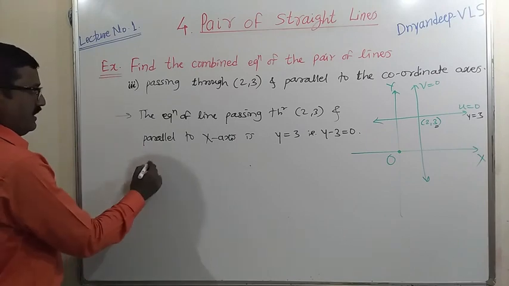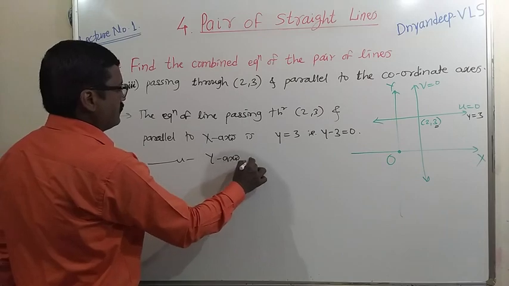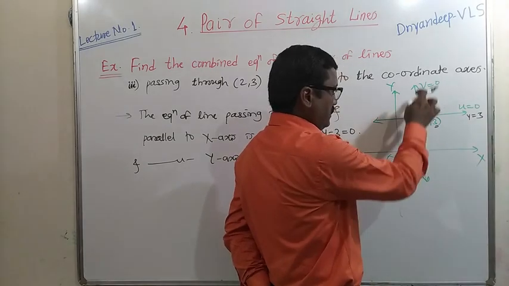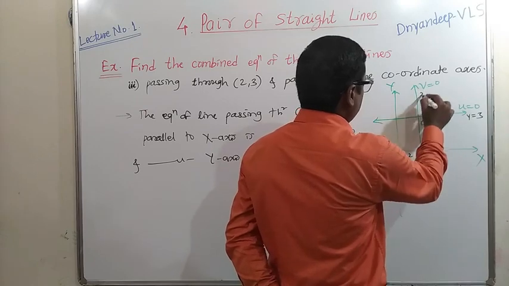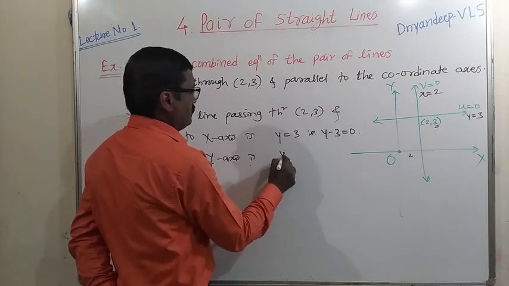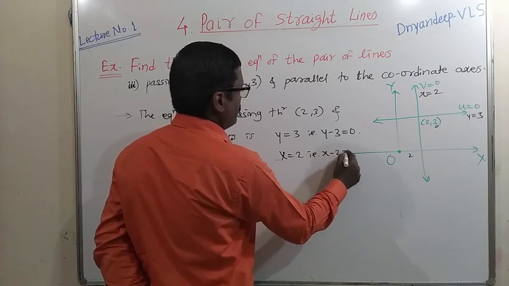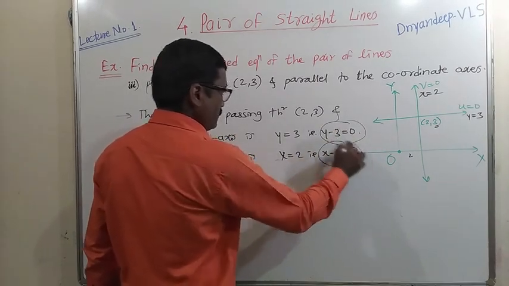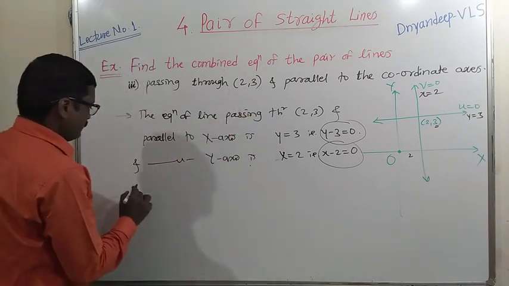Okay, and parallel to the y-axis: now the line is parallel to the y-axis, so the x coordinate of each point on this line is always 2. So its equation is x equal to 2, and that x equal to 2 is nothing but x minus 2 equal to 0. Okay, so we get these two equations of lines which are passing through 2, 3 and parallel to both coordinate axes.